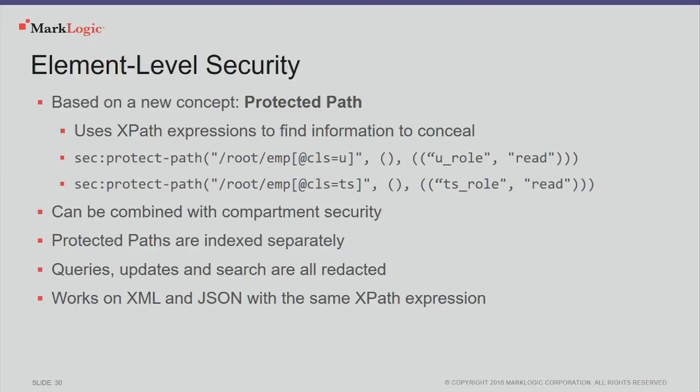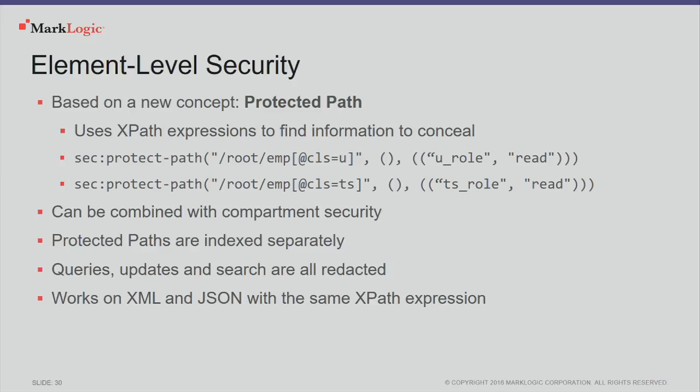In my example here, I'm finding employees that have the classification unclassified, and I'm telling it that if I have the unclassified role, I'll be able to see that. I created another protected path saying that if it says top secret, only top secret role. If I don't have any of those roles, I will not be able to see even the classified or unclassified. If I have a hierarchy of roles, meaning that top secret, who has unclassified, I'll be able to see the entire document. So that allows you to keep the flexible model and we'll find the information.